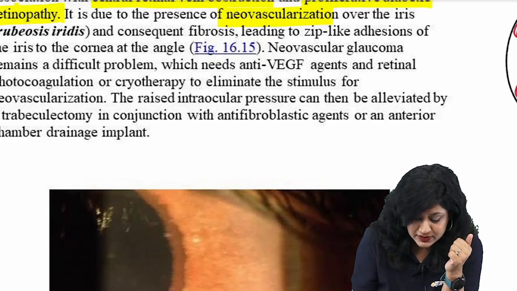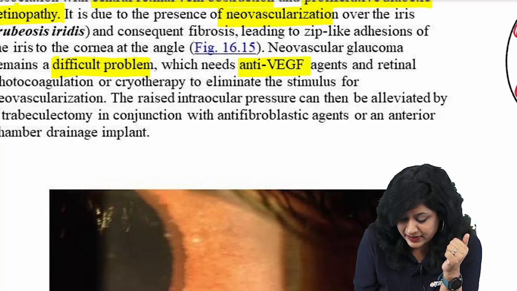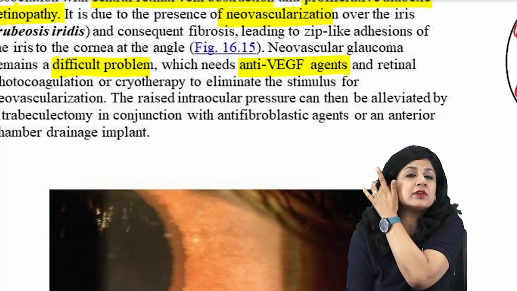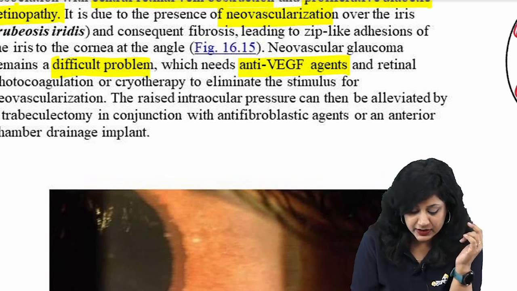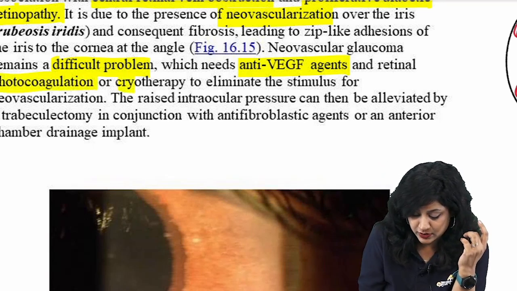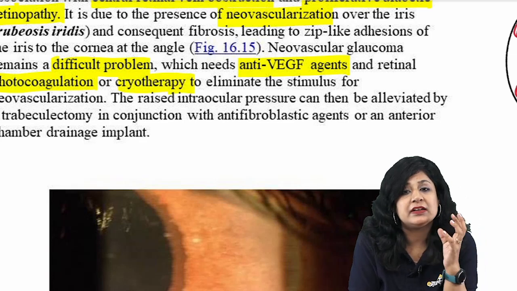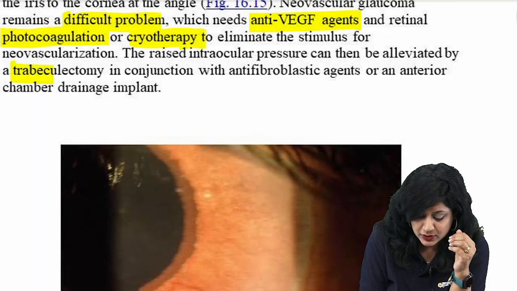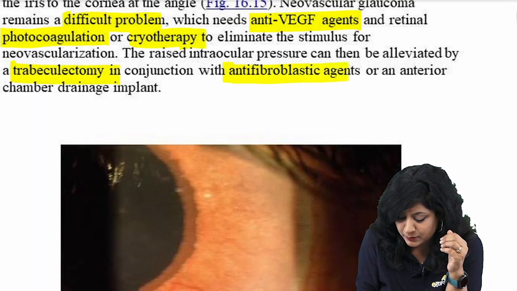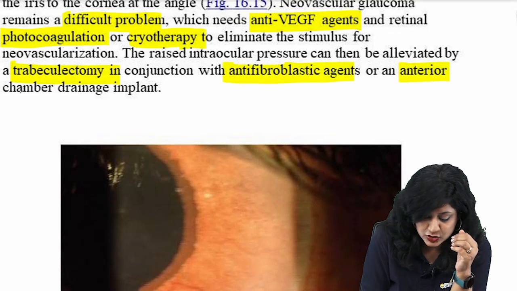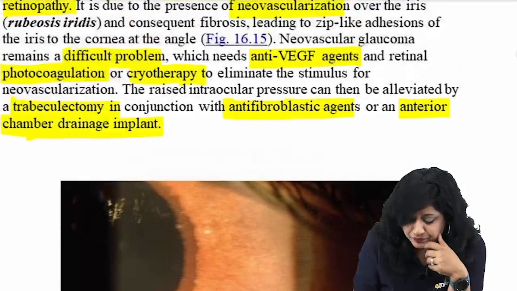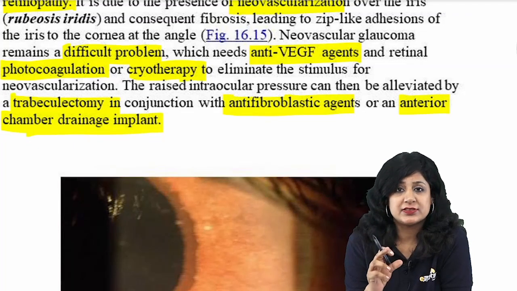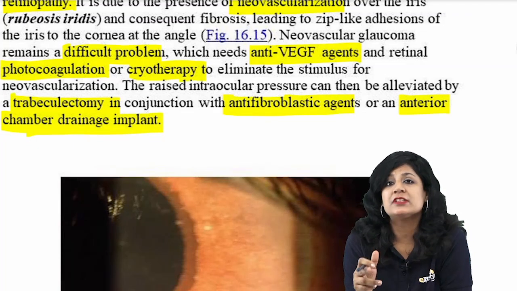Neovascular glaucoma remains a difficult problem, and we need anti-VEGF agents, because obviously the neovascularization is occurring due to vascular endothelial growth factor, and we require photocoagulation, cryotherapy, all this to eliminate the stimulus. The raised intraocular pressure can then be lowered by a trabeculectomy in conjunction with antifibroblastic agents, and an anterior chamber drainage implant. So basically, this is again very important, because the pathogenesis causing this neovascular glaucoma is very important.